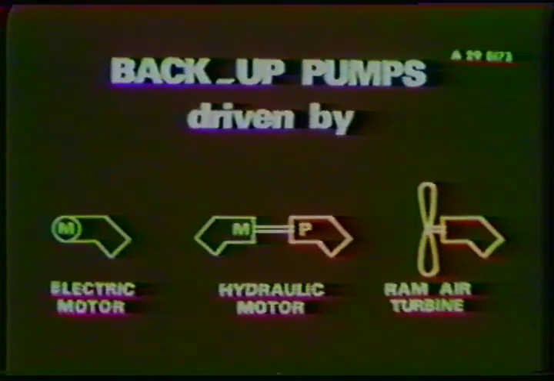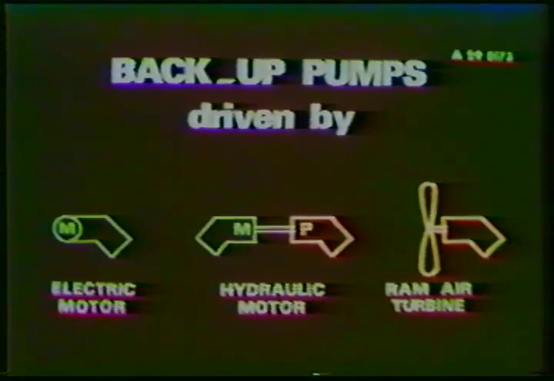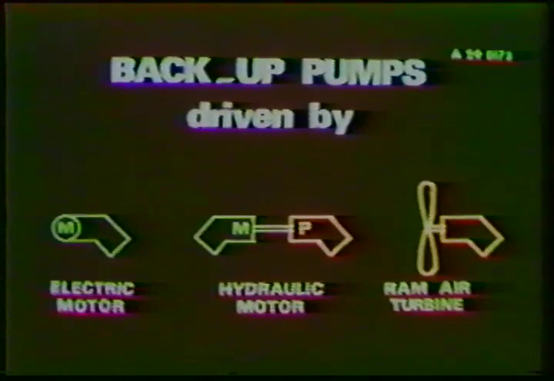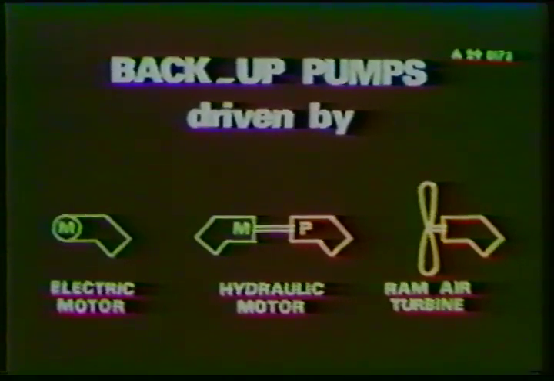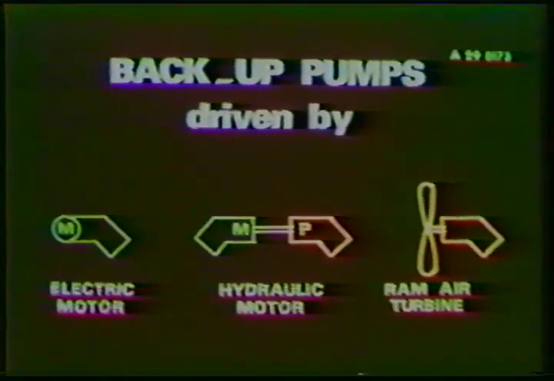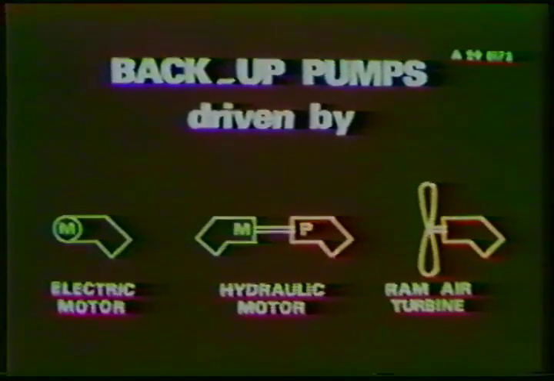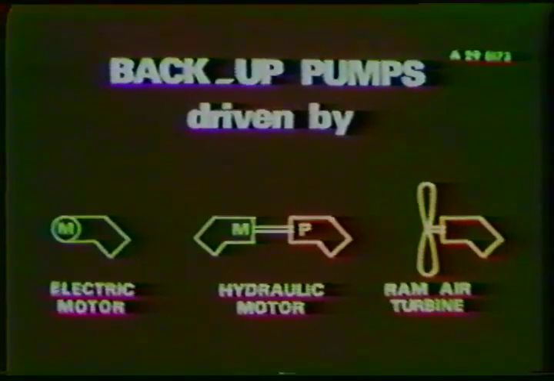In summary, there is a total of 7 backup pumps: 3 electric motor-driven pumps, 2 in the green system and 1 in the yellow system; 2 hydraulic motor-driven pumps, 1 in each PTU; and 1 ram air turbine-driven pump. In addition, 1 hand pump is installed in the yellow system for cargo door operation.